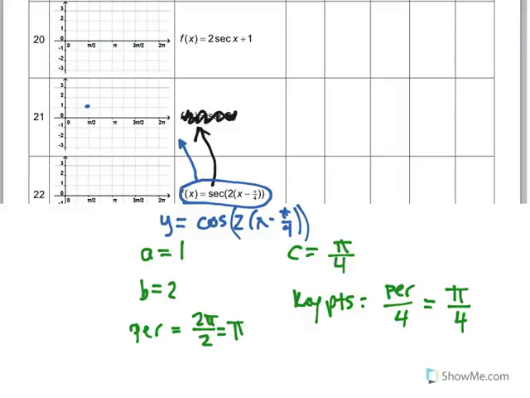And notice I did start a little bit too early, because that's a half, so I really should be here. And then here, here, here, here. So from 1/4 to 5/4, there is a full cycle, and then I can keep going.